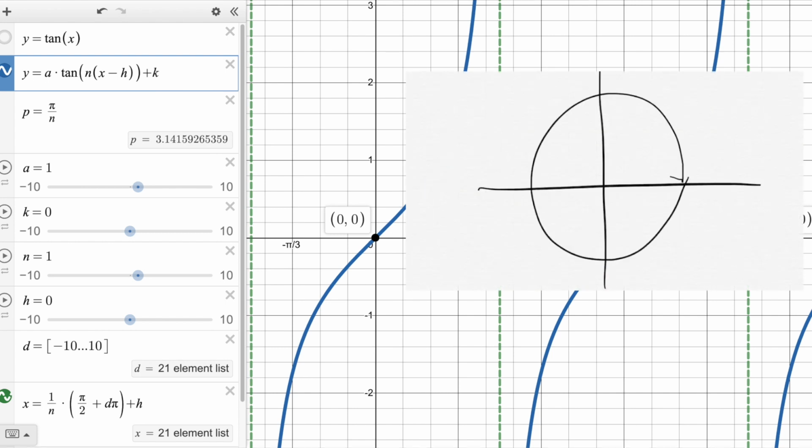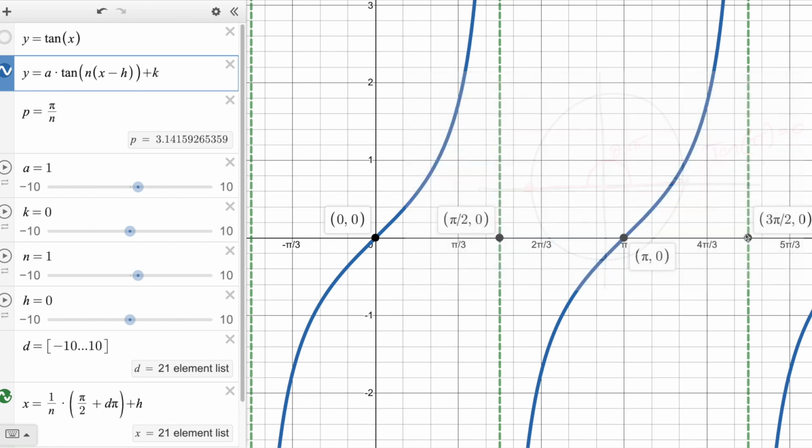Think about how that relates to our unit circle, and it should be obvious why we have an x-intercept at pi, because when x equals pi we know that tan x equals 0. Let's go back to our graph.